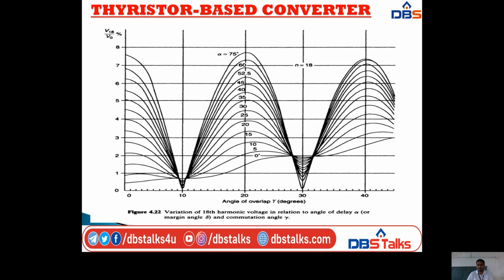So these are the sample diagrams. They will give some clarity about these variations of harmonic voltages.